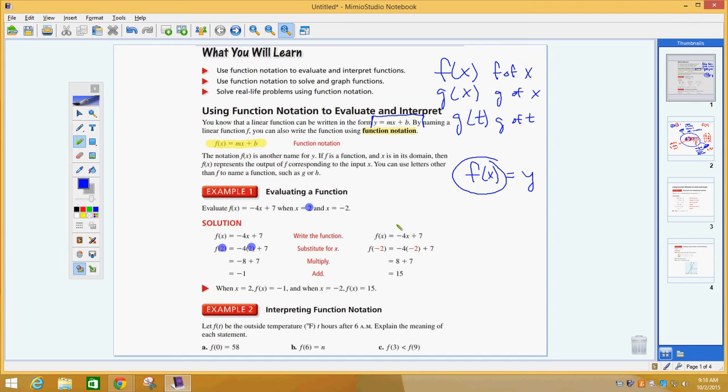And then when I plug in a negative 2, it's the same thing. Rewrite the function using parentheses. Plug in that negative 2. Then simplify the right-hand side. Negative 4 times negative 2 is positive 8. Plus 7 is 15. So when x is negative 2, f of x, or y, is equal to 15.